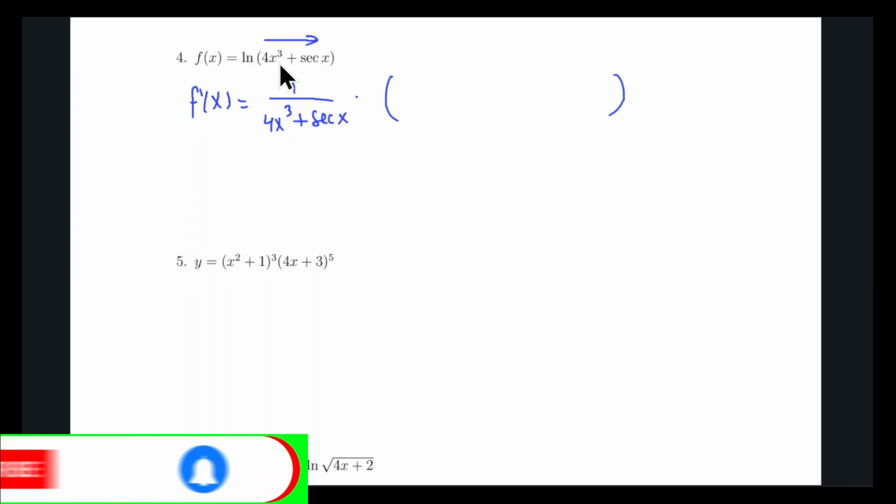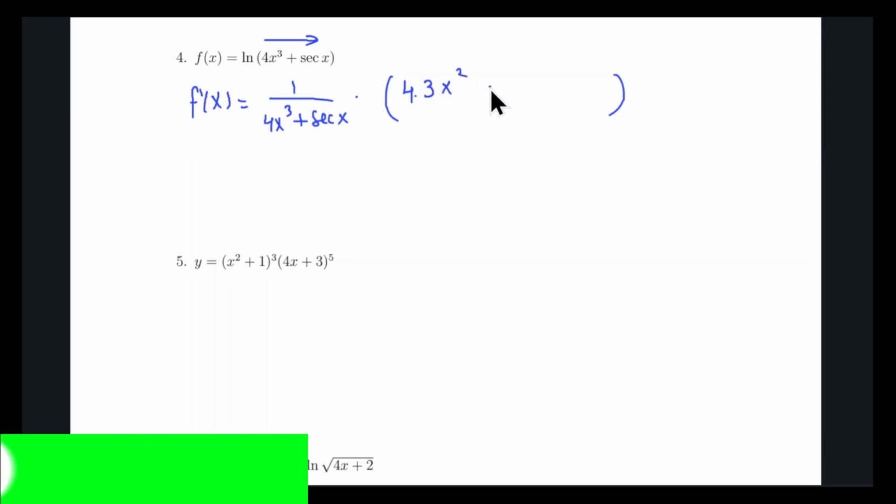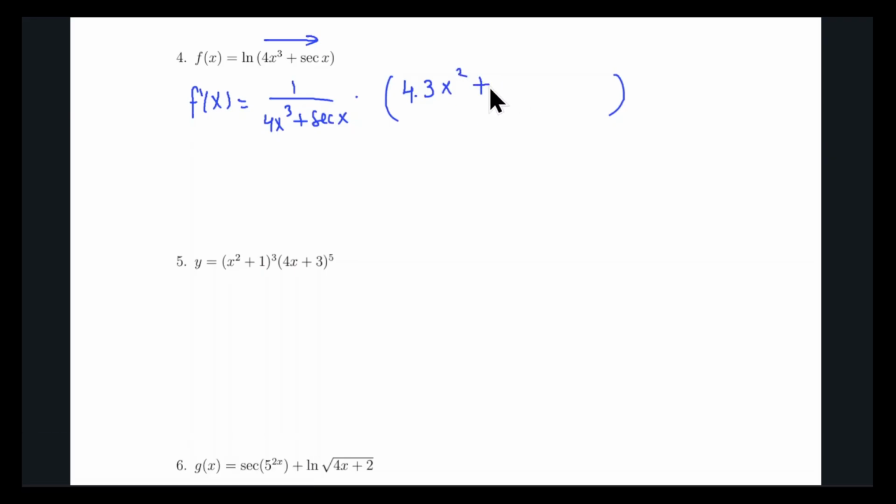Okay. Let's try to differentiate this one. So f prime, this is thankfully just the natural log. So it's just 1 over the inside guy, which is 4x cubed plus secant of x. But I'm not done yet. I'll go inside and differentiate this entire thing. The derivative of 4x cubed will be 4 remains as it is, and the derivative of x cubed will be power rule, so 3x squared, and the derivative of secant x is secant x multiplied by tangent of x, right?